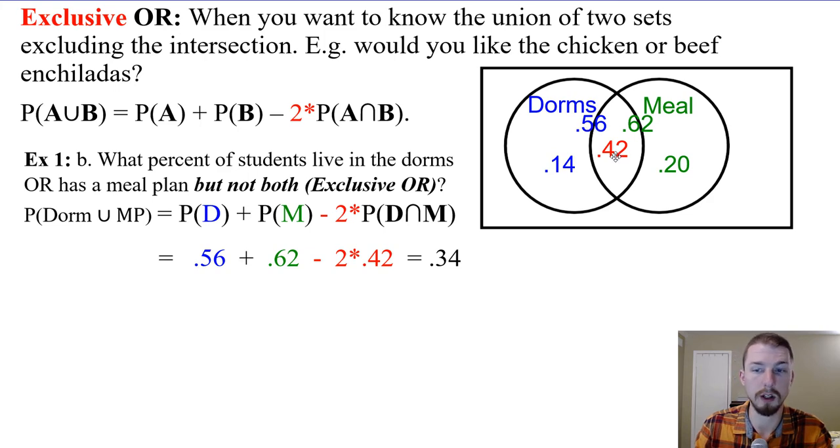So 56% stayed in the dorms, 42% overall were both. So we subtract the two, meaning 14% stayed in the dorms but did not have a meal plan. So the disjoint one, 62 minus 42 would be 20%. So 20% of students at the university had a meal plan but did not stay in the dorms.